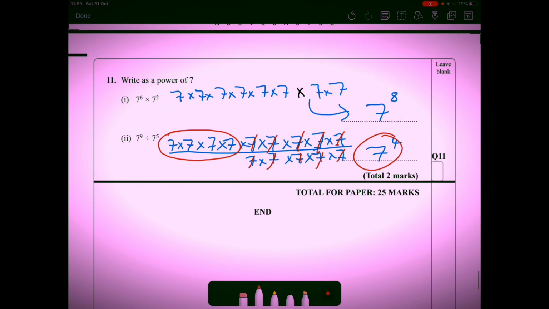Okay, and that concludes the workings and solutions for June 2010.